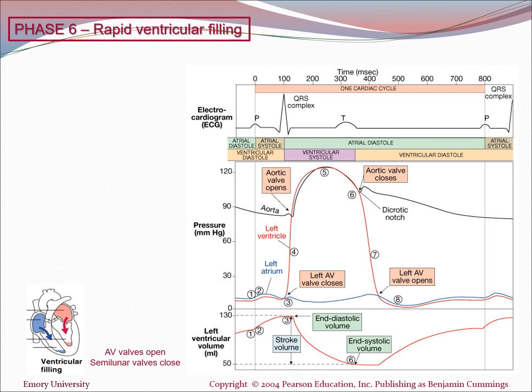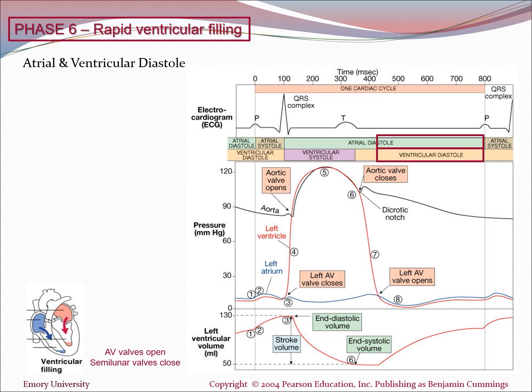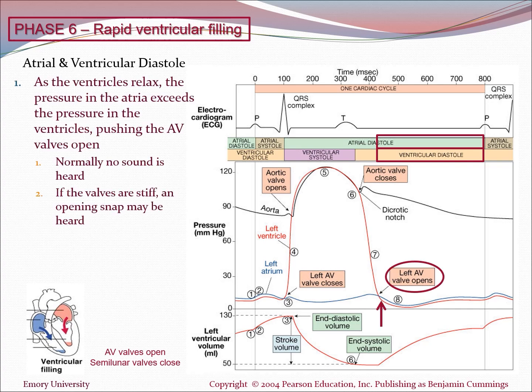Phase 6 is rapid ventricular filling. At this time, both the atria and the ventricles are in diastole. As the ventricles relax, the pressure in the atria exceeds the pressure in the ventricles, pushing the AV valves open, your mitral and tricuspid valve. Again, normally no sound is heard, but if the valves are stiff, an opening snap may be heard. The ventricles continue to remain electrically silent, reflected as the TP interval on the EKG. The AV valves are open and the semilunar valves are closed during this phase.